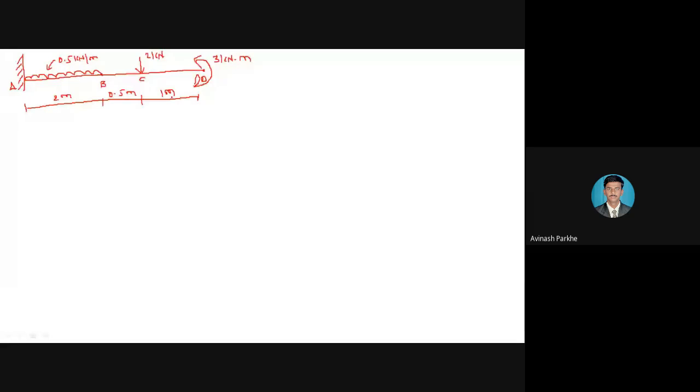So this is the cantilever beam whose one end is fixed once again. From point A up to the point B, that is 2 meter span, it is subjected to UDL of 0.5 kilonewton per meter. Then after point B, C point is there, subjected to the point load of 2 kilonewton, and the free end of the beam, at point D, is subjected to the couple. It is rotating in anti-clockwise direction. Its magnitude is 3 kilonewton meter. Couple is already given in the form of kilonewton meter, so no need to multiply by distance.